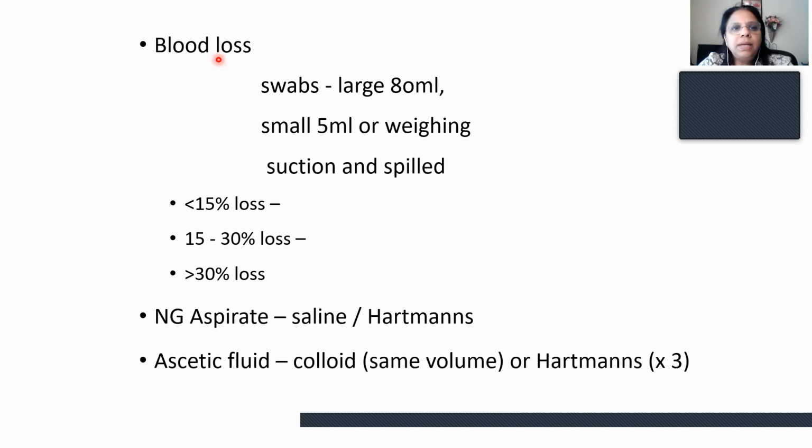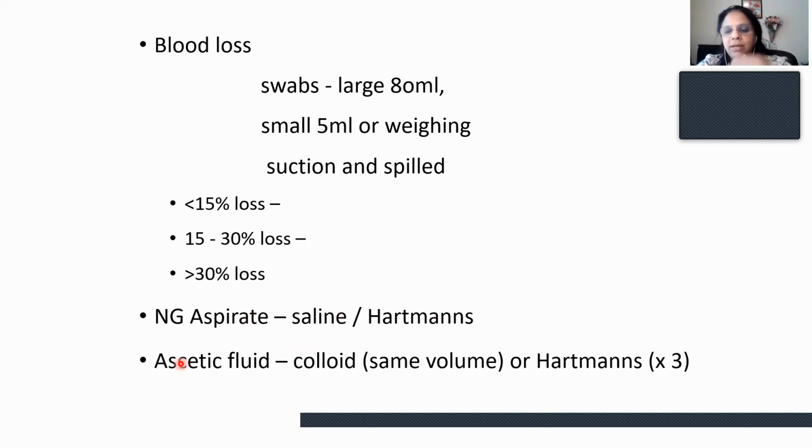We call it blood loss when we take the swabs: a large, big swab is 80 ml, a small, tiny one 5 or maybe 10 ml, plus the suction and the spillage. So you calculate all the blood loss, and now you know the percentage loss, so you know what to be given. Say if it comes to more than 30%, you have to replace with blood. And the aspirate you have to calculate and give with saline or Hartmann's.